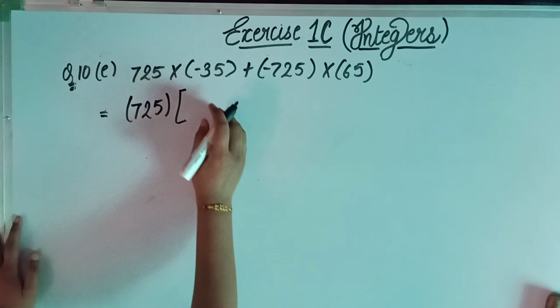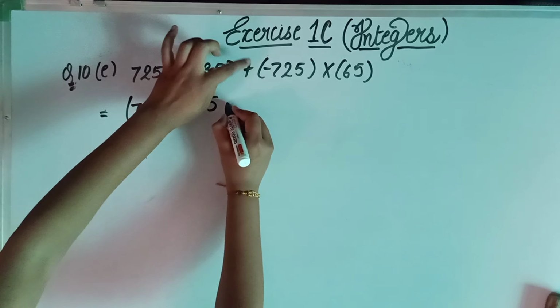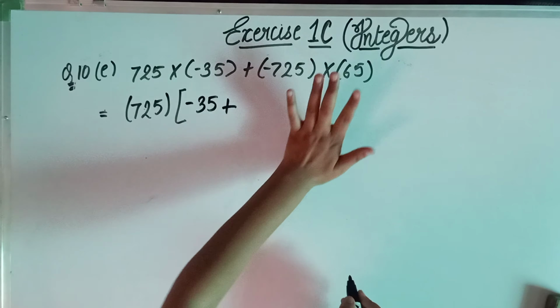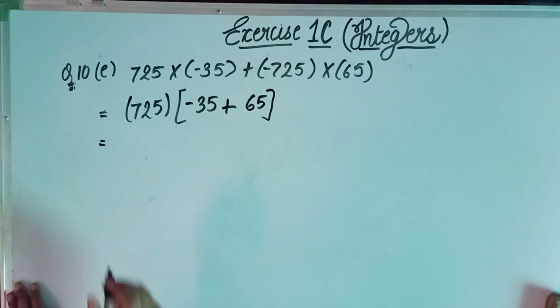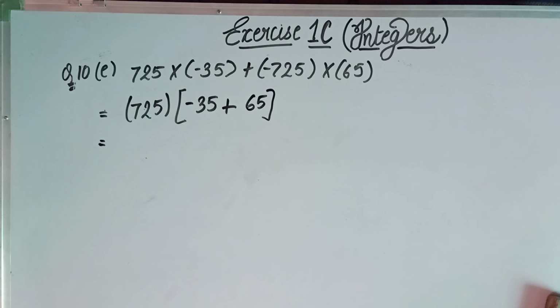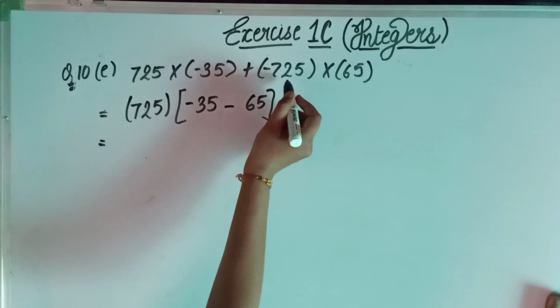So what will we be left with? If we hide 725, what remains is minus 35, then plus, then hiding 725, we will get 65. So there are 3 numbers, where 2 numbers are in the addition. At that time, which property is going to be applied? The property which is going to be applied is distributive property. Here we need to put minus sign because here it is with minus.